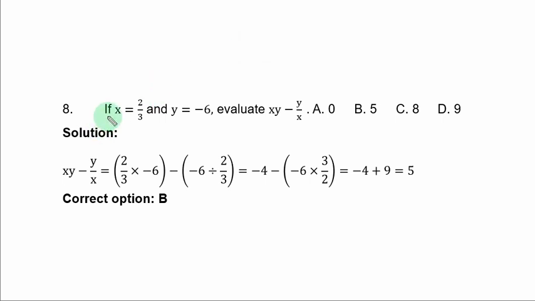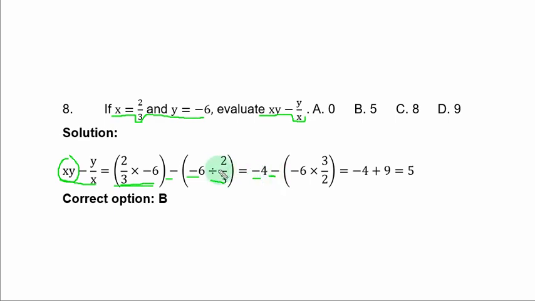Question 8. If S is equal to 2 over 3 and Y is equal to minus 6, evaluate SY minus Y over S. So we are to evaluate this. The first term is multiplication. So you have 2 over 3 times minus 6. Then minus, second part is division, and Y is minus 6. So let's use division sign. So divide by 2 over 3. If you simplify this part, you have minus 4.